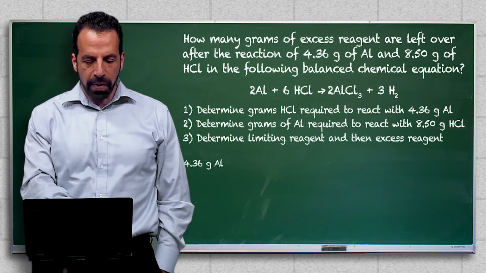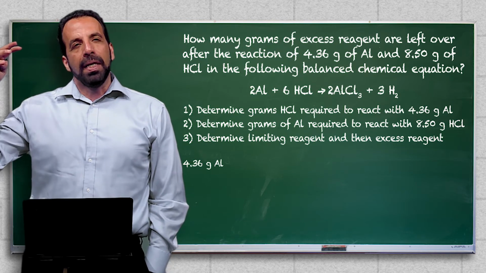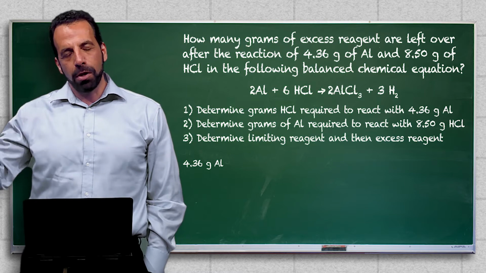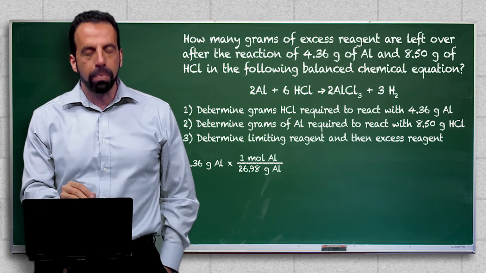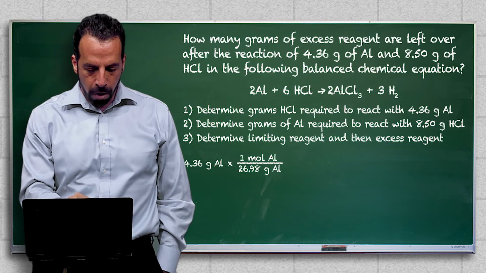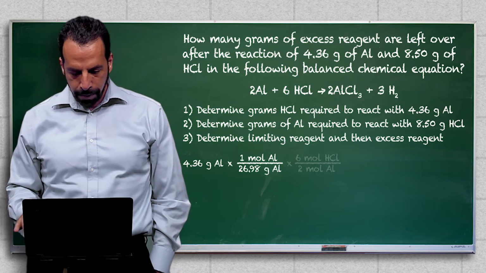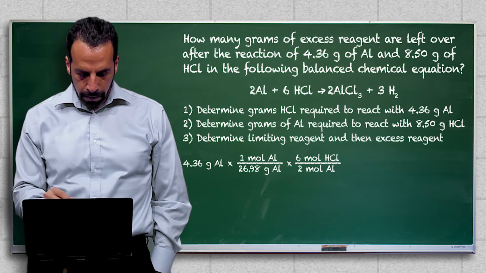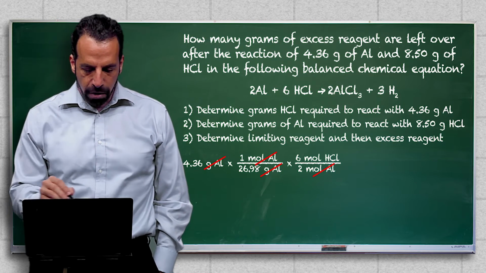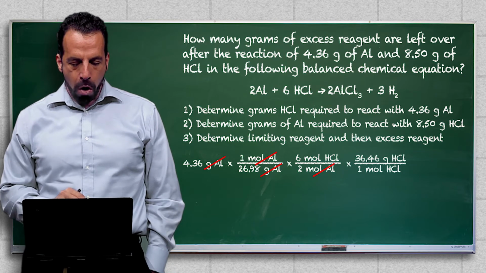So I work it out. If I have 4.36 grams of aluminum, let's figure out how many grams of hydrochloric acid is needed to react with it. Again, for these stoichiometric problems, always go to moles. So I go to moles of aluminum. I go to the mole ratio. So in this case, it's a 2:6 ratio. Moles of aluminum cancel out. And then I go to grams.